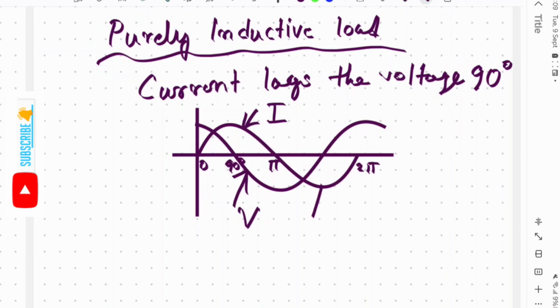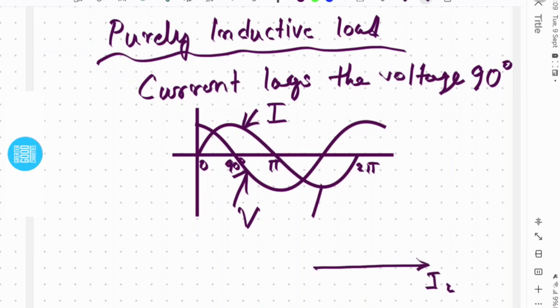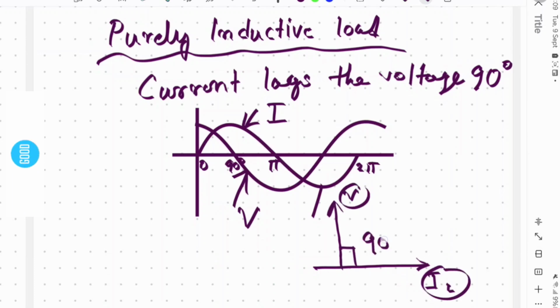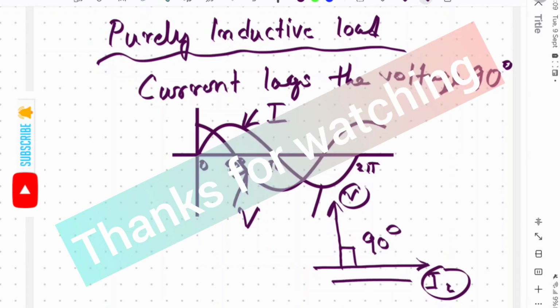Now if we draw the phasor diagram for this, it will be like this. This is IL and this is VL. Here the voltage leads the current by 90 degrees, or the current lags the voltage by 90 degrees. So these purely inductive and purely capacitive circuits are examples of out of phase, and the resistive circuit is the example of in phase voltage. Thank you.